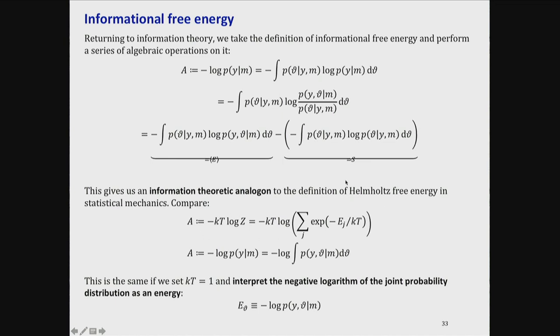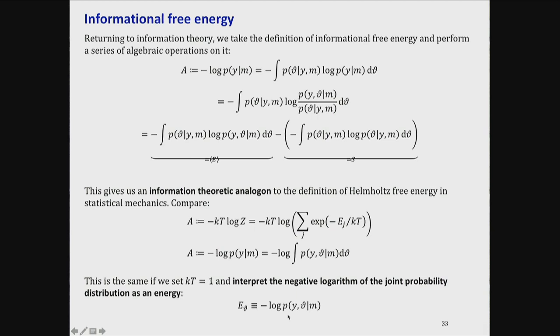This is statistical mechanics. A is minus kT log Z, and Z is defined as this, the partition function. And in information theory, we have this. A is defined as the negative logarithm of the probability of y given m. This is the integral where we integrate out all the thetas from the joint distribution over y and theta. So this is exactly the same if we set kT to 1 and interpret the negative logarithm of the joint probability distribution as an energy.